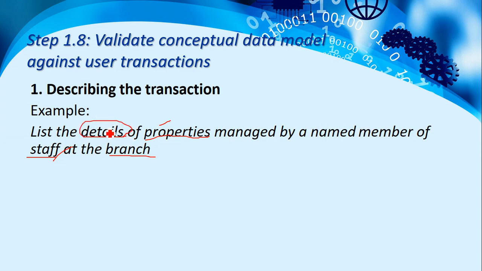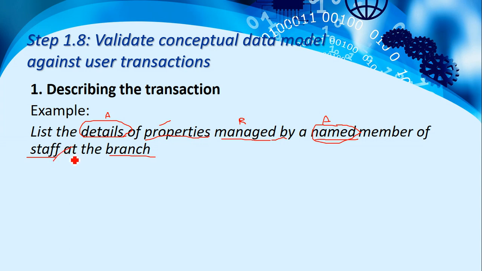Etong details, this is an attribute to. Attribute to siya. And then, name, member of staff. This is also an attribute. Then, attribute to siya. And this one here is a relationship. Remember that pag sinabing relationship, in finding relationships, you just find verbs or verb phrases. And in this case, this is a verb, so this is a relation. Which means that there's a relationship between the properties and the staff.